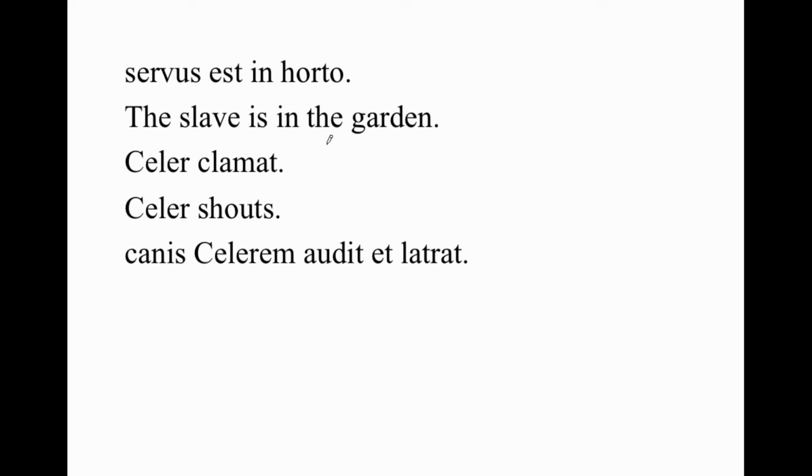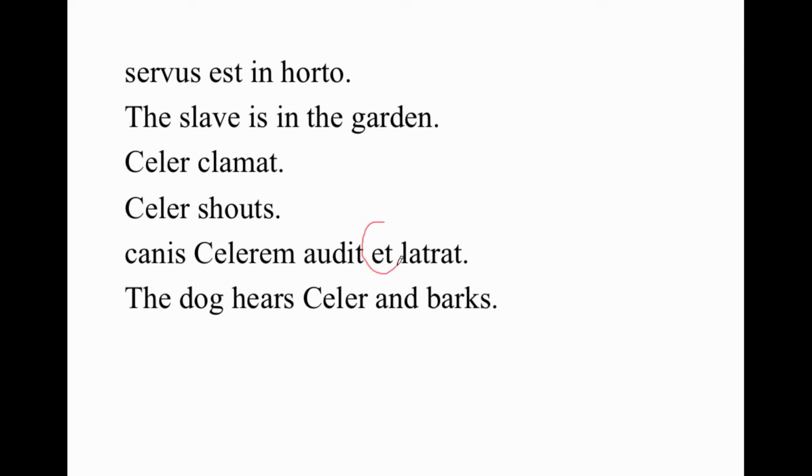Canis celerem audit et latrat. The dog hears Celer and barks. Now, just something to note, okay? The word et means and. We can have two verbs in one sentence. Take a look at this. We've got audit and we've got latrat. These are both verbs. Canis is the subject of both these verbs, okay? So the dog hears and the dog barks, all in one sentence.